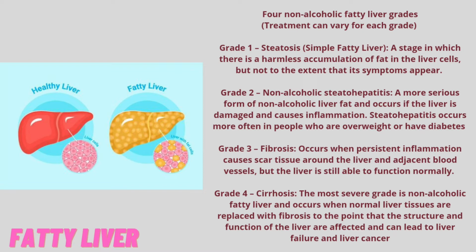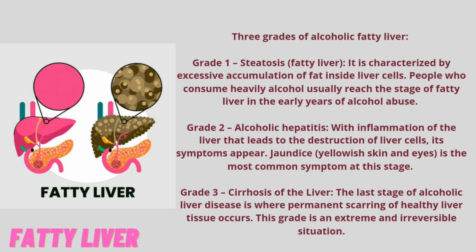Grade 3 fibrosis occurs when persistent inflammation causes scar tissue around the liver and adjacent blood vessels, but the liver is still able to function normally. Grade 4 cirrhosis. The most severe grade of non-alcoholic fatty liver occurs when normal liver tissues are replaced with fibrosis to the point that the structure and function of the liver are affected and can lead to liver failure and liver cancer.